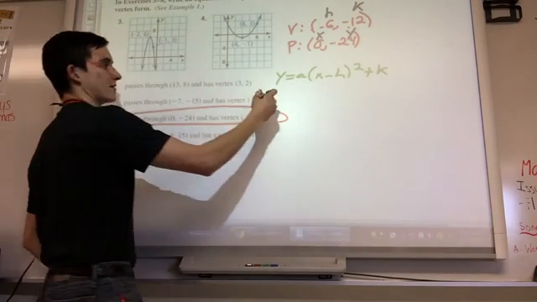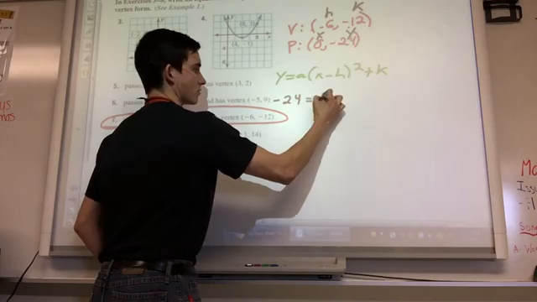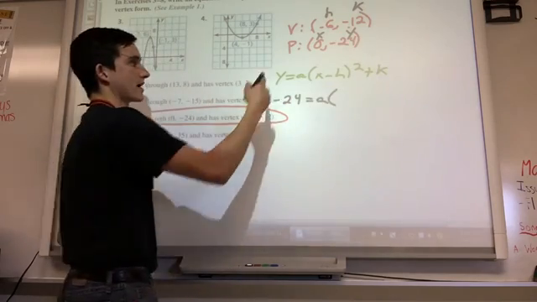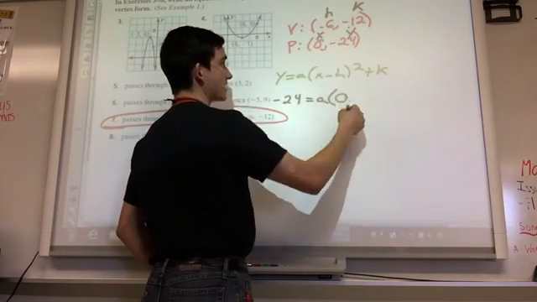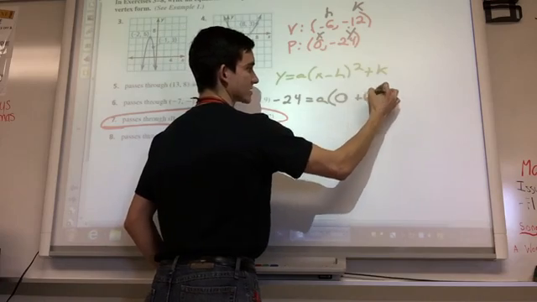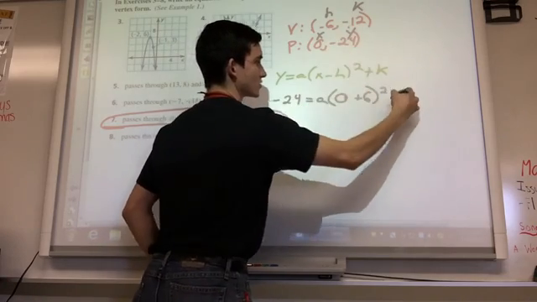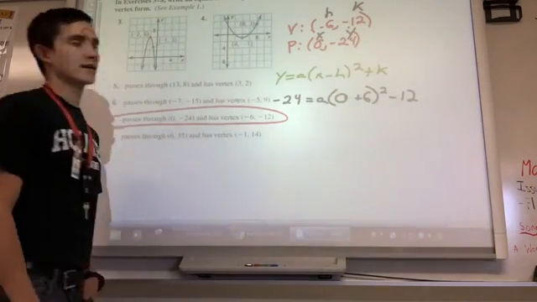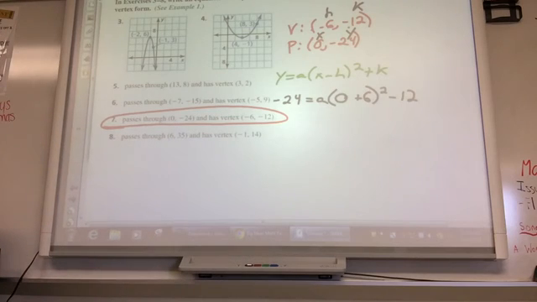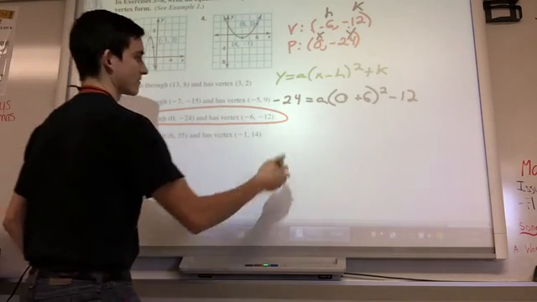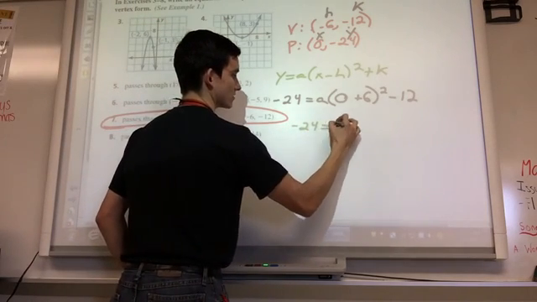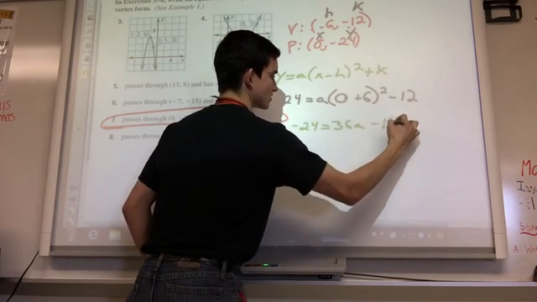Okay, so y is -24 equals a. We don't know a, that's what we're going to solve for. X is 0. H, I went left 6, so I'm going to put plus 6 squared. K, I went down 12, so I'm going to put minus 12. I'm going to use that to solve for a. So 0 plus 6 squared is going to be 36a. So I have -24 equals 36a minus 12.